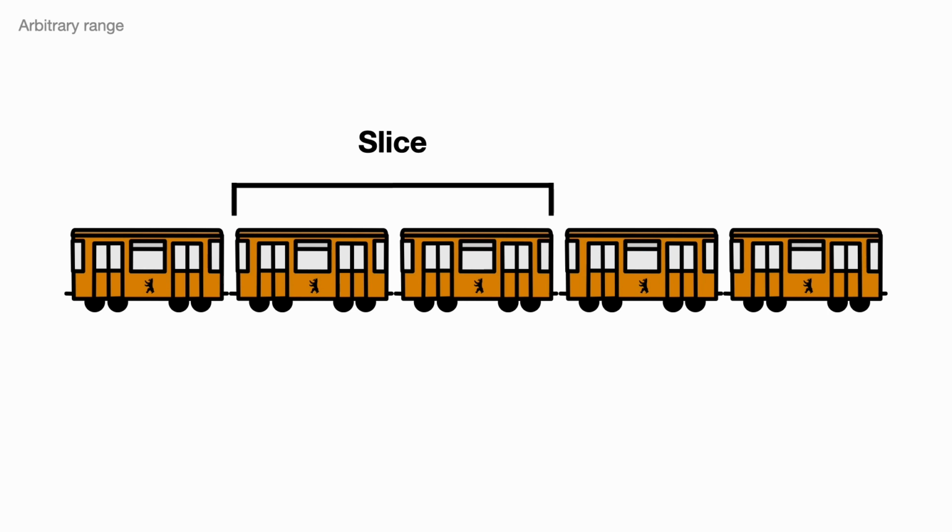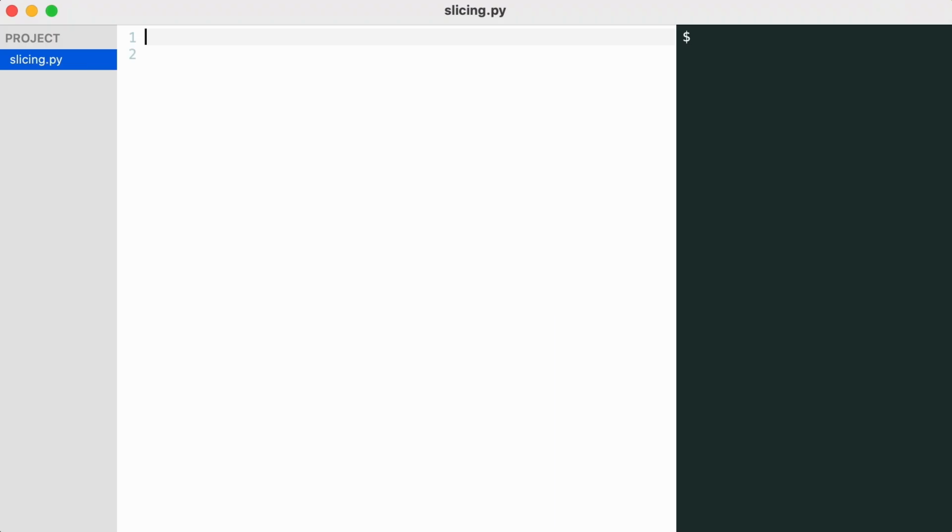But what if you want a range of elements? Python can do this with a technique called slicing. Let me show you how this works. I create a names list with 5 elements.